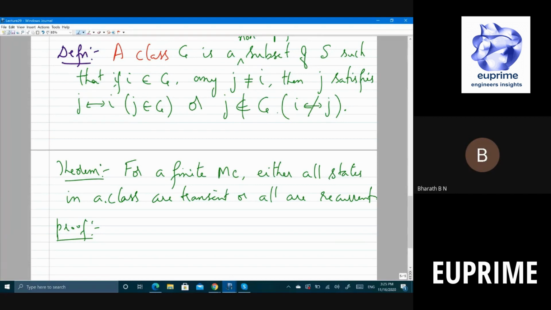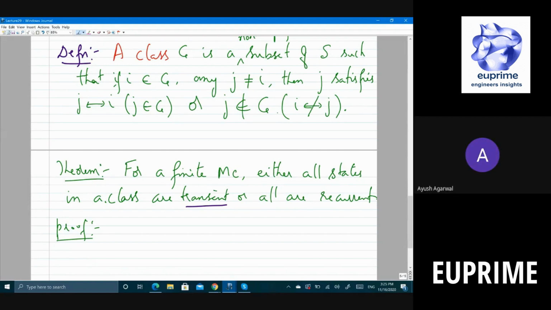For a class, that means the two nodes can communicate with each other. That's what it means, right? So, suppose one of them is transient. What does that mean? Or let's look at recurrent. If one of them is recurrent, what is the definition of recurrent? If I can communicate with J, then J should also be able to communicate with I, right?